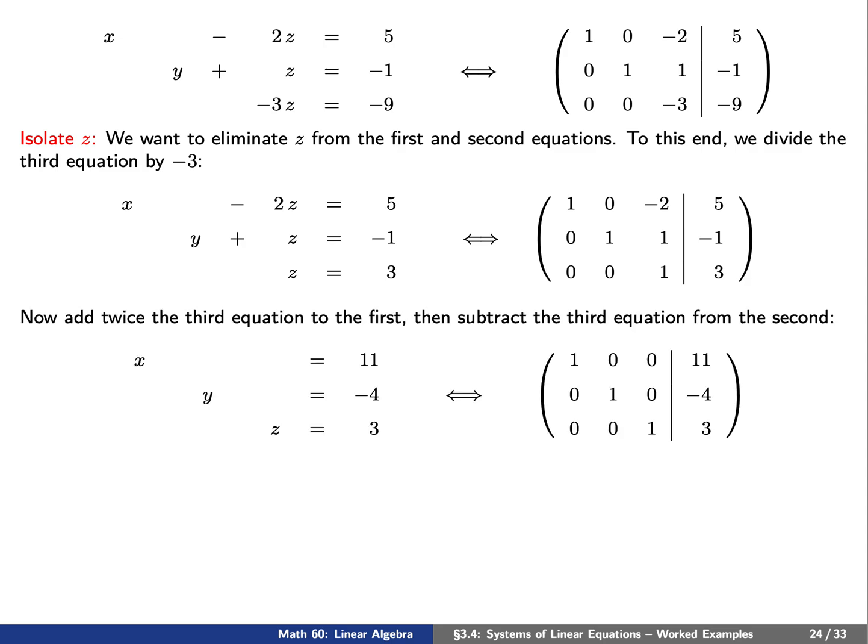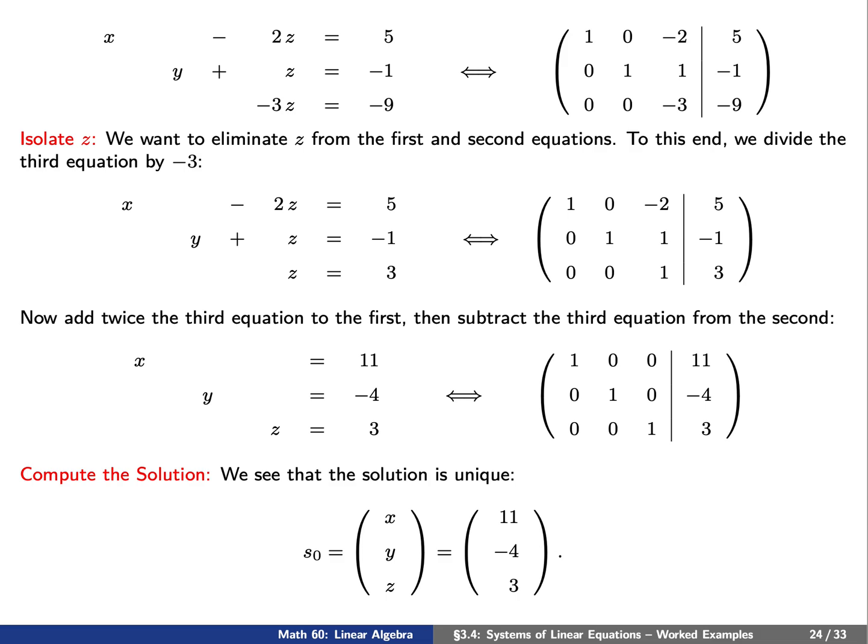Next, we'll add twice the third equation to the first, and then subtract the third equation from the second, so we can eliminate and have z by itself. You'll see here that now we really have solved for x, y, and z. You'll also notice that for the augmented matrix, on the left of the vertical slash, we have a 3x3 identity matrix. In other words, now we see that the solution is indeed unique.